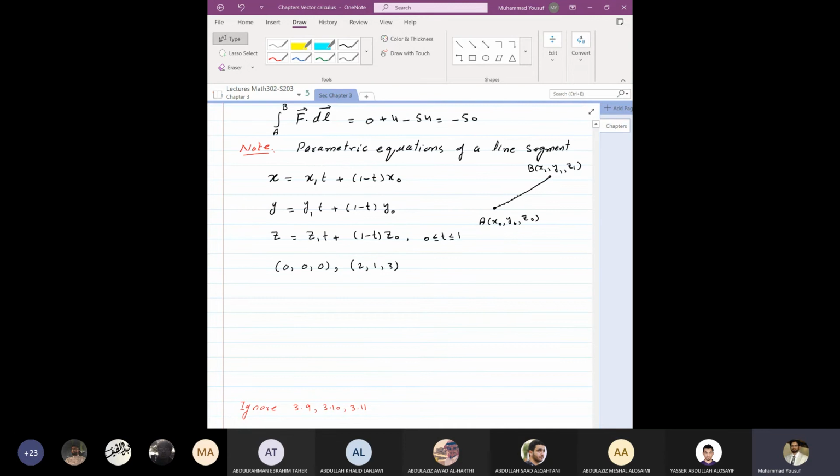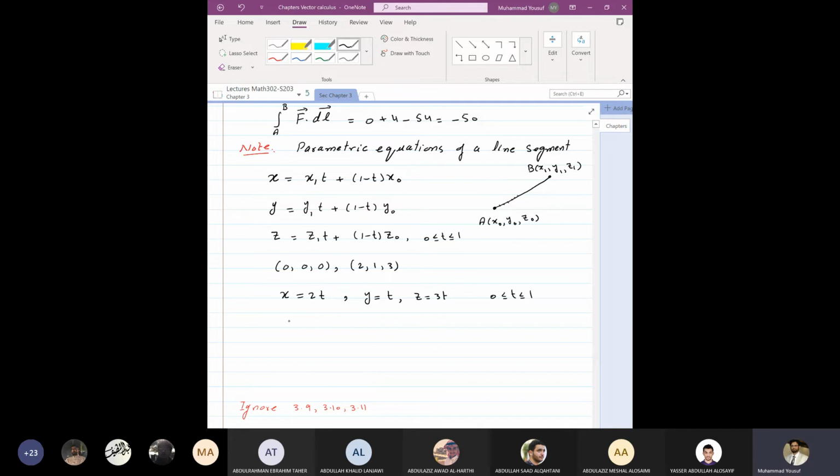So x0, y0, z0 is 0. What are the parametric equations? x is equal to x1 t, that is 2t, since x0 is 0. y is equal to 1t plus 0. z is equal to 3t, and 0 is less than or equal to t less than or equal to 1.